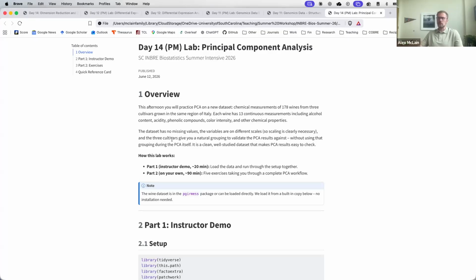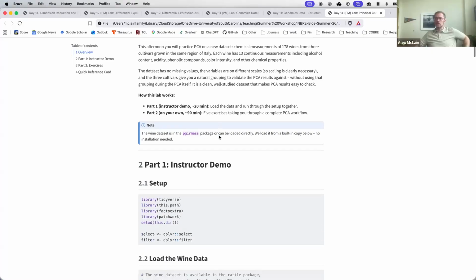And the 3 cultivators give us a natural grouping to evaluate the PCA results without using that grouping during the PCA itself. So we'll apply the PCA and take a look. Does this natural grouping that we get from the cultivators of the wine correspond to what we find?